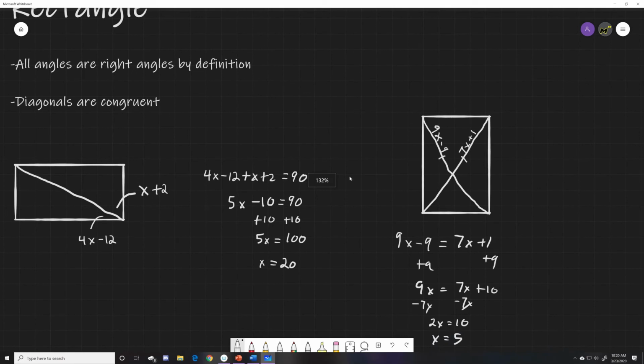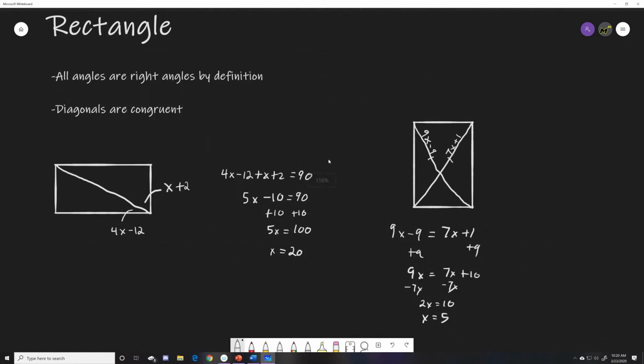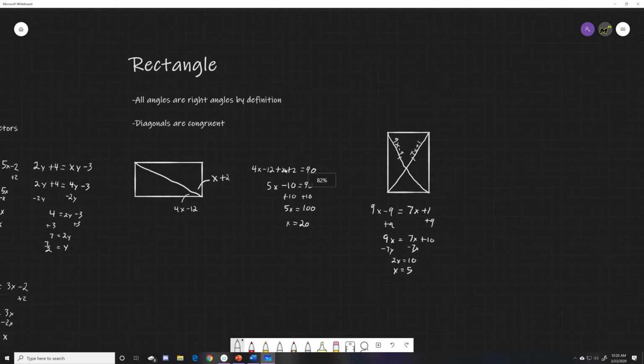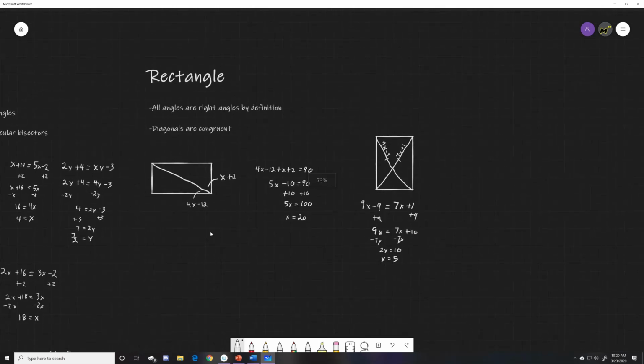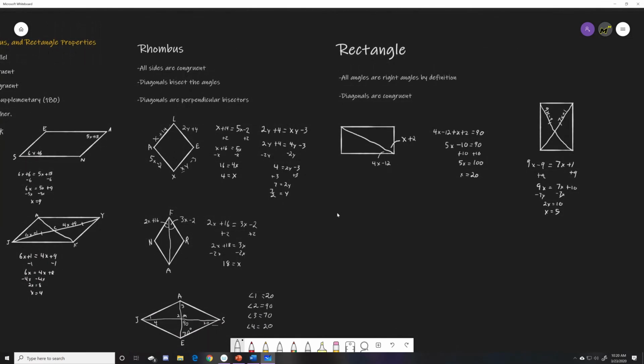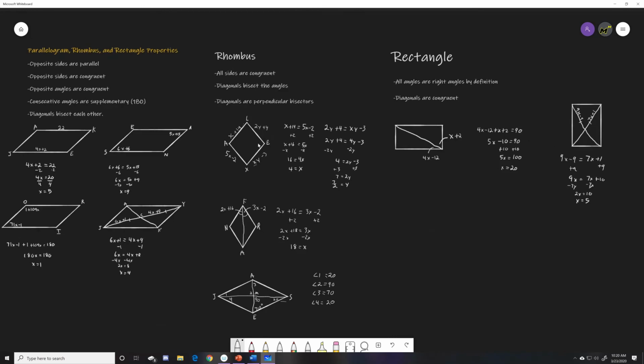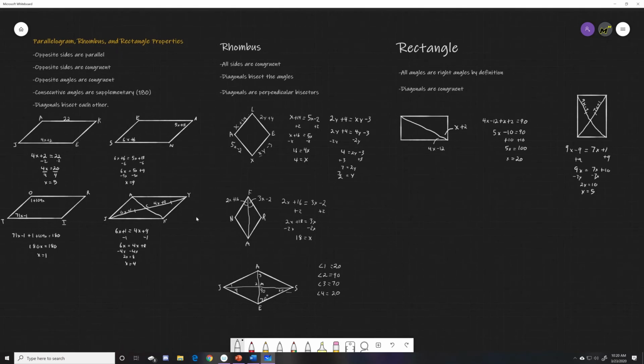Alright. And a parallelogram, a rhombus, and a rectangle together would give you a square. And so if you were given a square, any of these examples would apply. So we don't need to do an example of a square because technically you do every single setup that we did, and that would apply in a square.